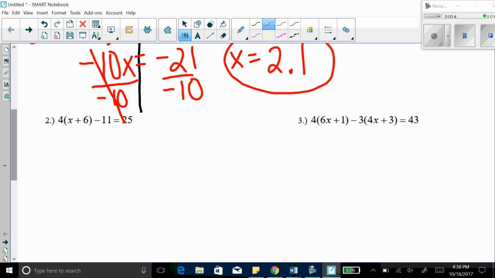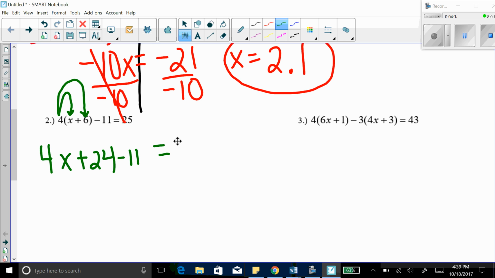Number 2, I have 4 times x plus 6 minus 11 equals 25. The first thing you want to do is distribute. Simplify on each side of the equal sign. So you want to distribute the 4. 4 times x is 4x. 4 times 6 is 24. Still have the minus 11. And I have equals 25.